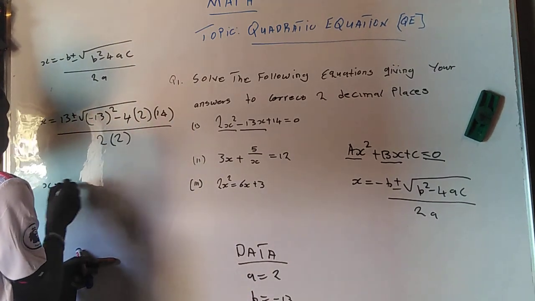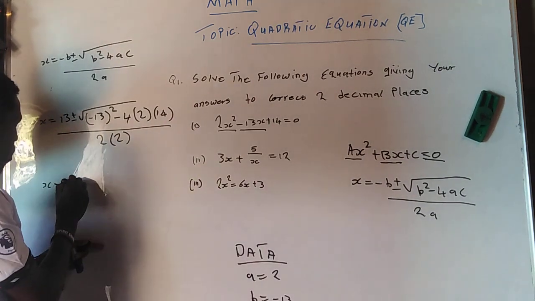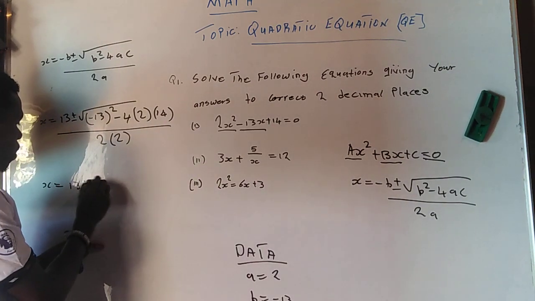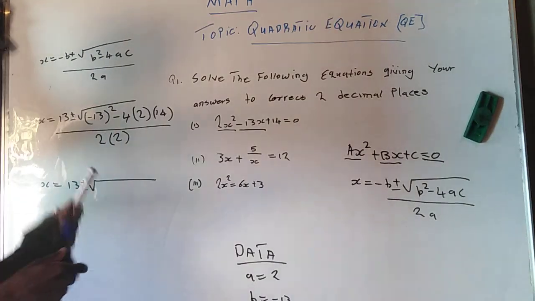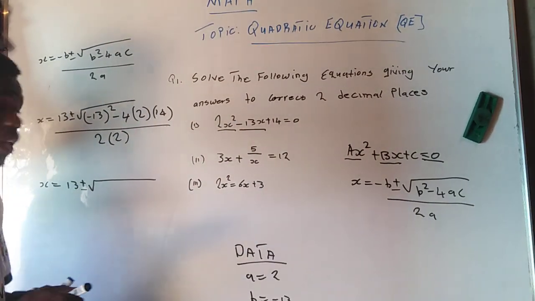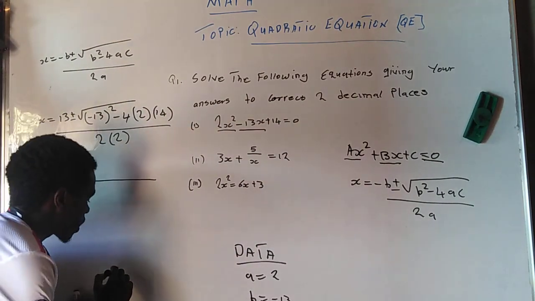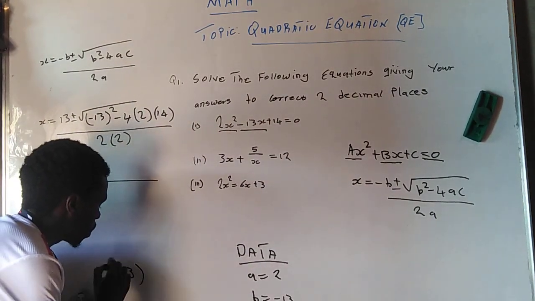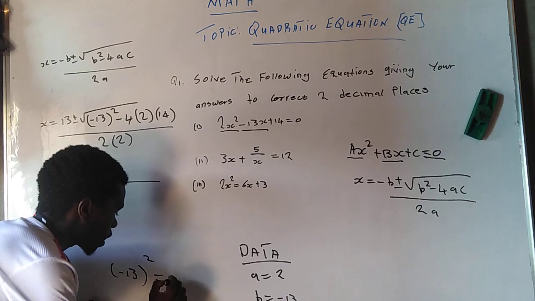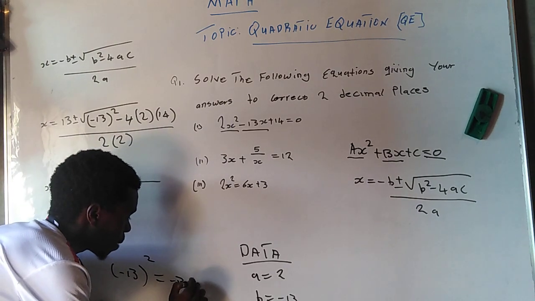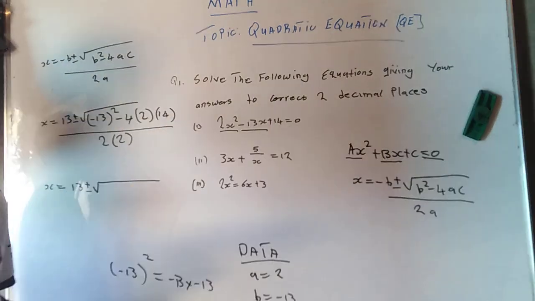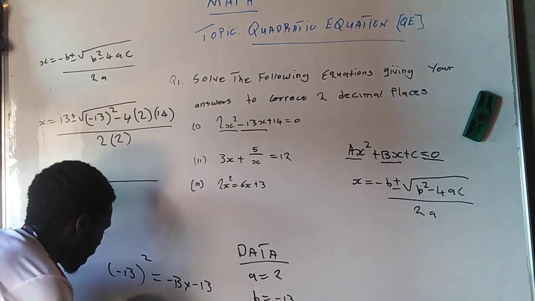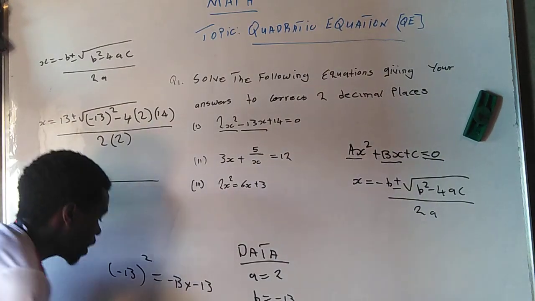X is equal to 13 plus or minus. Now here, negative 13 squared, according to the laws of indices, is just the same as negative 13 times negative 13, since the squared is outside of the bracket.